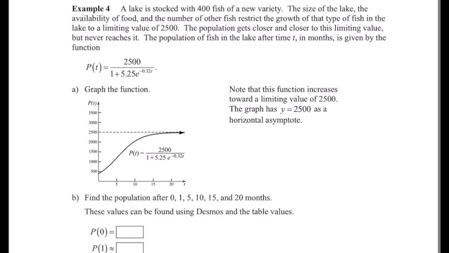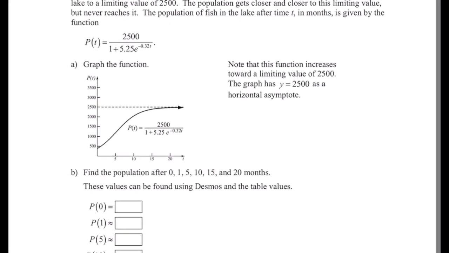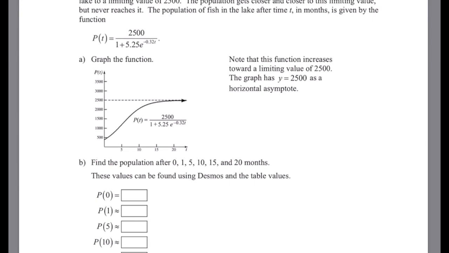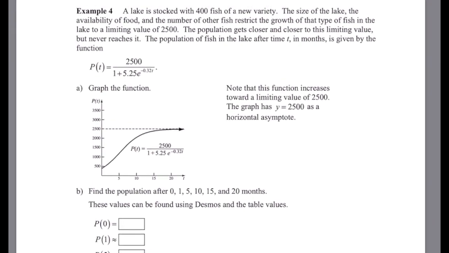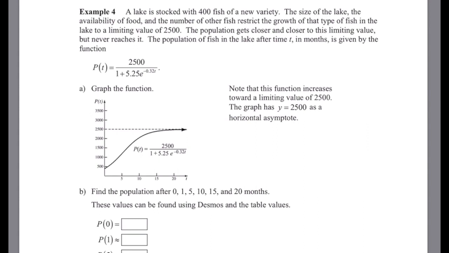A lake is stocked with 400 fish of a new variety. The size of the lake, the availability of food, and the number of fish restrict the growth of that type of fish in the lake to a limiting value of 2,500. The population gets closer and closer to this limiting value, but will never actually reach it. The population of fish in the lake after time t in months is given by this function. We have 2,500 over 1 plus 5.25 e to the negative 0.32 times t.